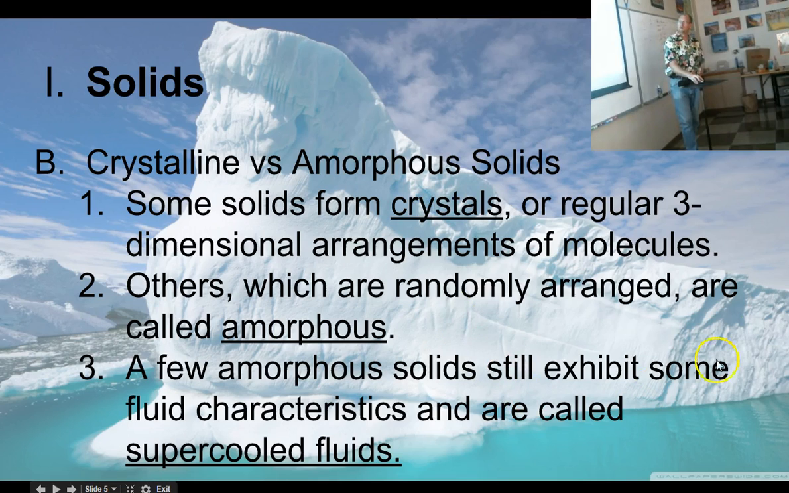Okay? Now, we have a couple of kinds of solids, and this is new to you. We didn't get this in physical science. Okay? So, crystalline versus amorphous solids. A crystal solid is one where at the molecular level, if you look at how the molecules arrange themselves with each other, there is a structure. There's a regular three-dimensional arrangement of molecules. Okay? And you could look at it under a microscope and it would have a certain shape.